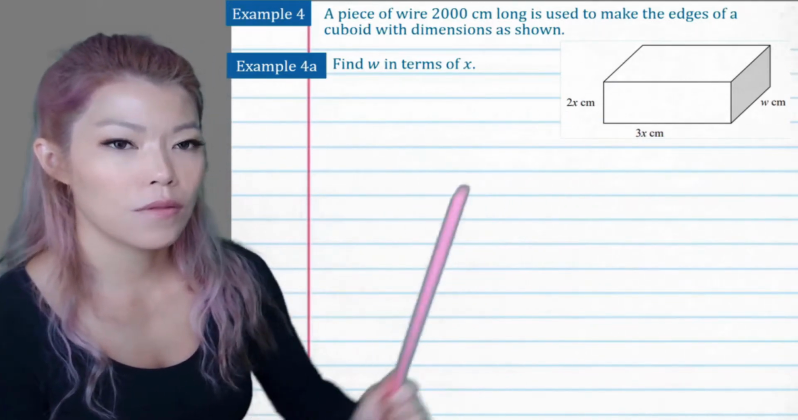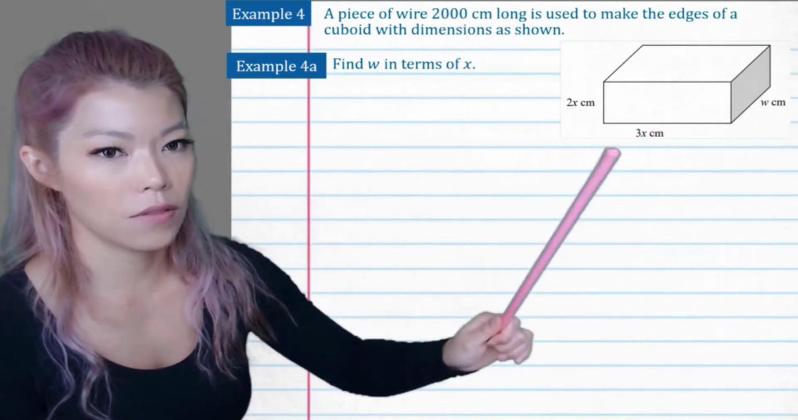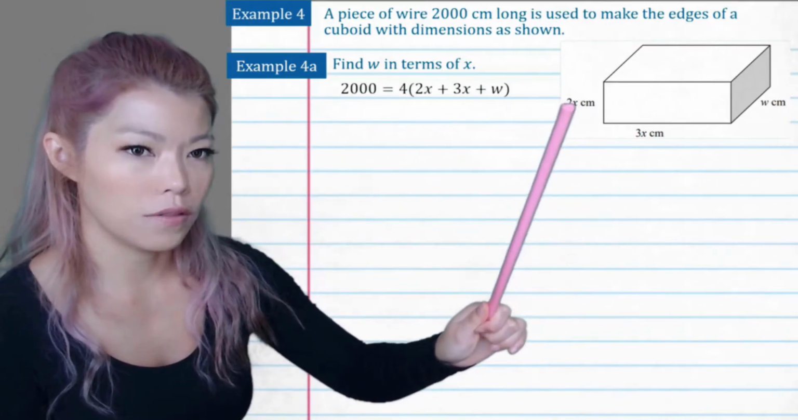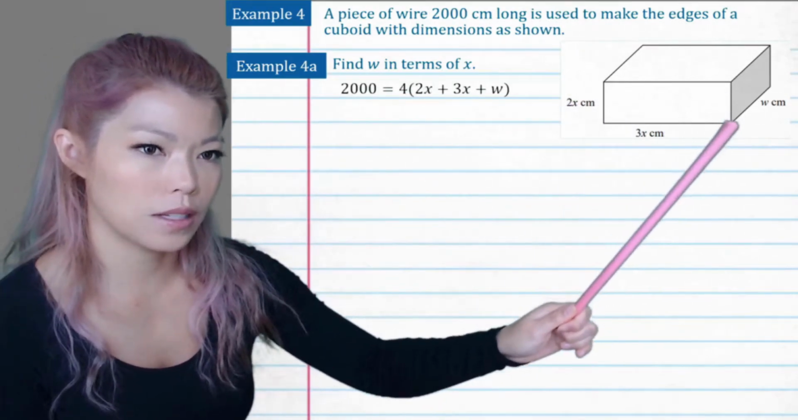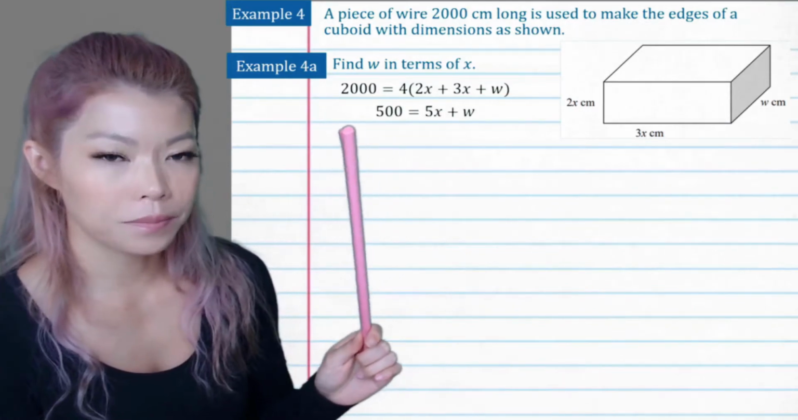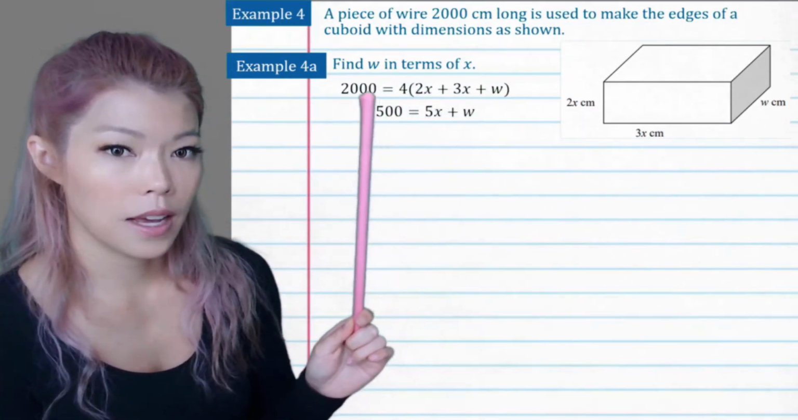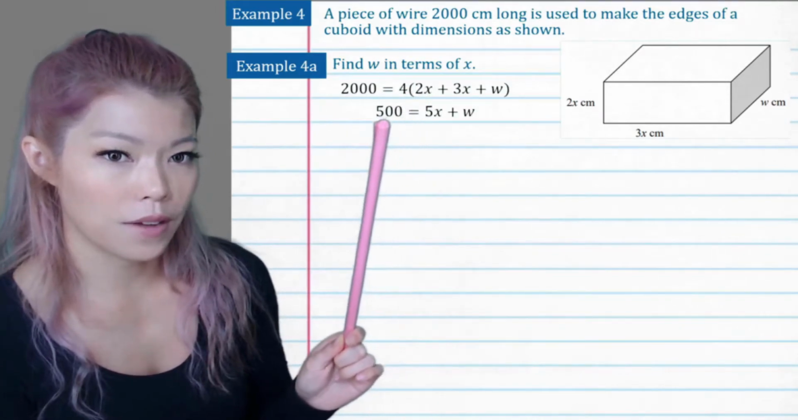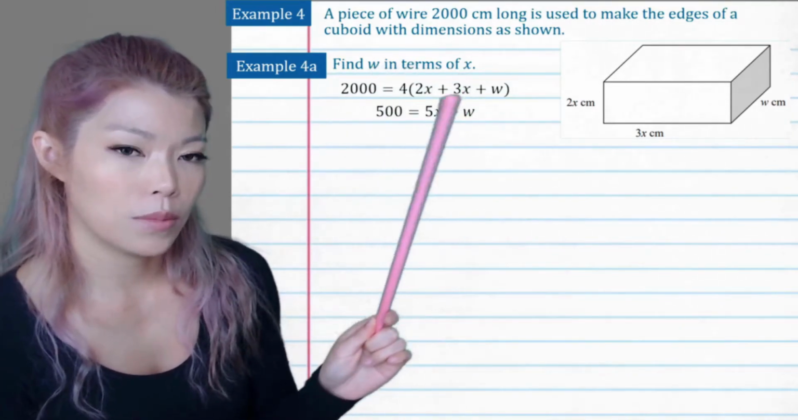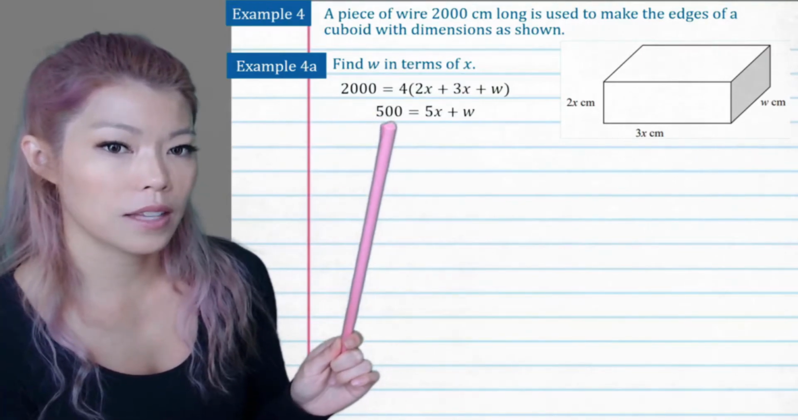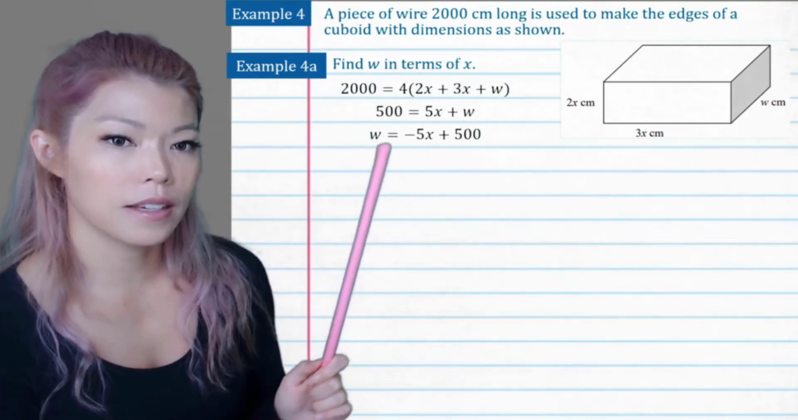So we can write the formula 2000, the length of the wire, is equal to 4 of 2x plus 3x plus W. And then we can expand and simplify. So 2x plus 3x is 5x, and 2000 divided by 4 is 500. Now we want W in terms of X, so let's move the 5X over the other side, so it becomes W equals minus 5X plus 500.